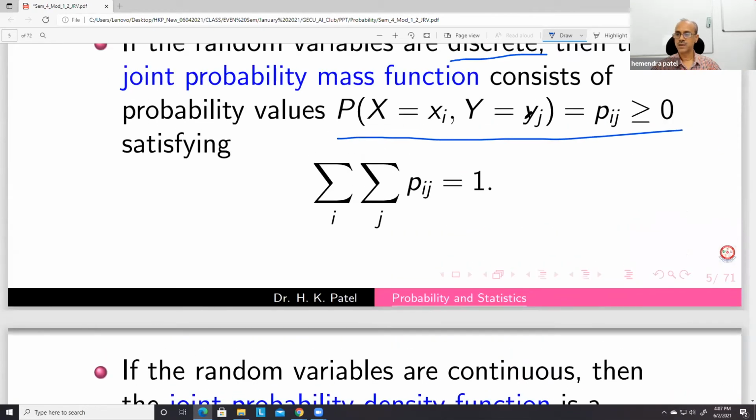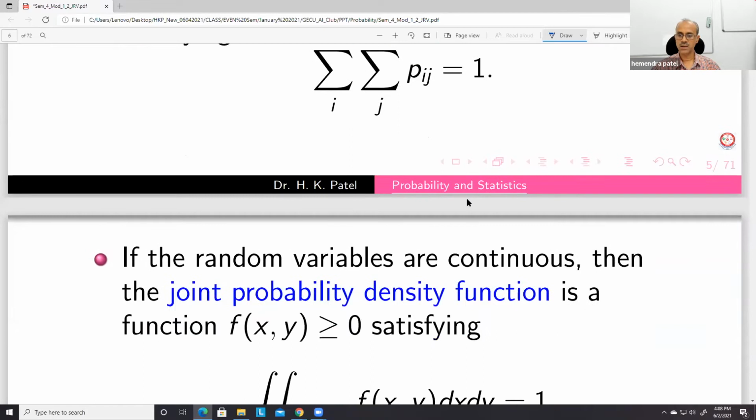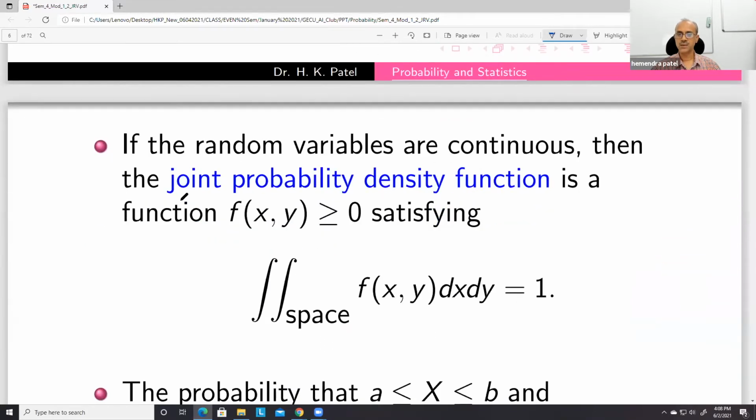So in the discrete case, each individual number is greater than or equal to 0 and the total is equal to 1. And in the case of continuous variables, it is called the joint probability density function. Again, this is a function f(x,y) whose value for any x and y is greater than or equal to 0, and the integral of this is equal to 1. Now we will have a double integral because there are two variables.